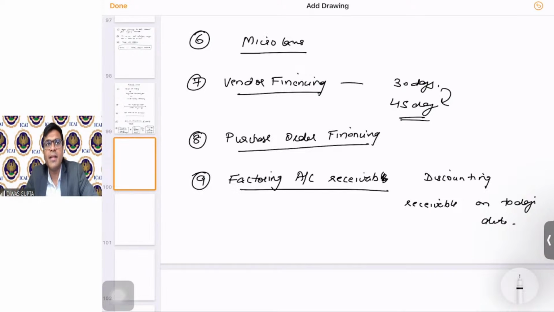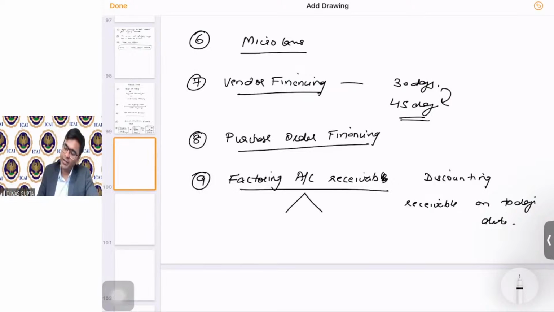Let's say my receivable says that after 30 days, I will be getting X amount. Now I say to the person who is doing this factoring that you pay me today, and you pay me something less than X on account of the interest cost that I'm okay to bear. So this is called factoring account receivables.